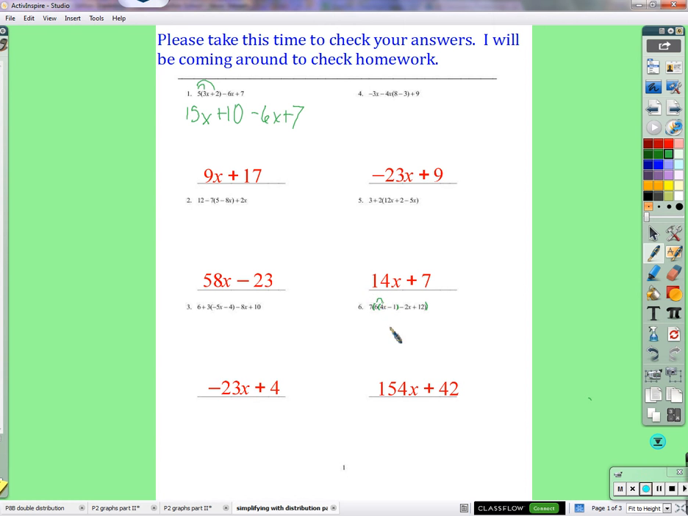So we distribute the 6 to the 4x and the 6 to the negative 1. All the stuff that I'm doing, still inside the parentheses, being multiplied by the 7, I've got to work all that stuff out before I can take it outside the parentheses. 6 times 4x is going to be 24x. 6 times negative 1 is negative 6. And we continue with the minus 2x plus 12.